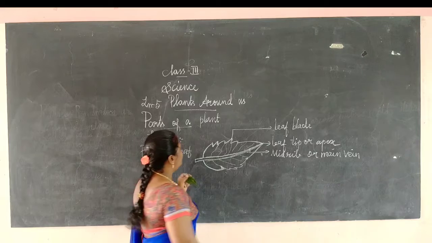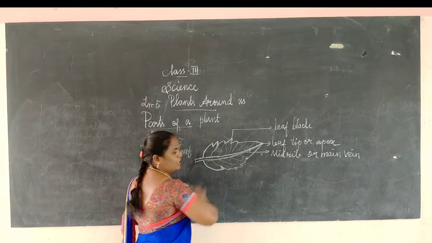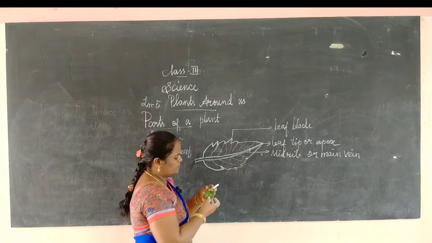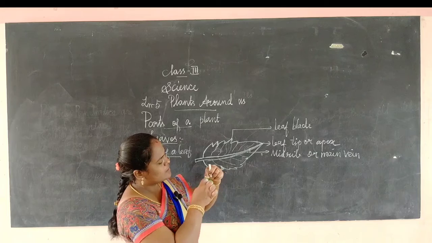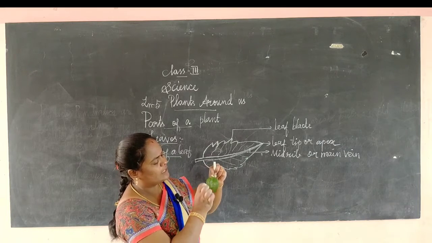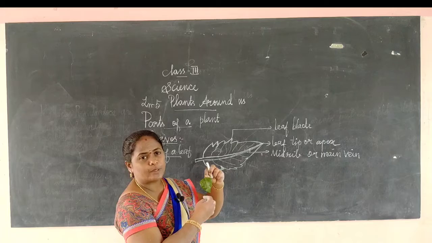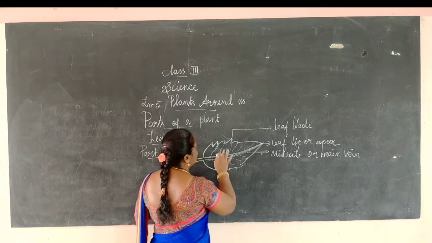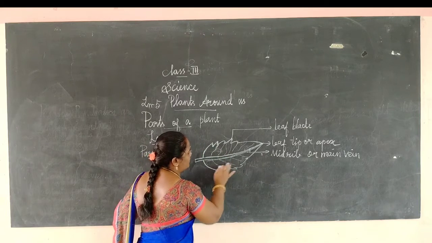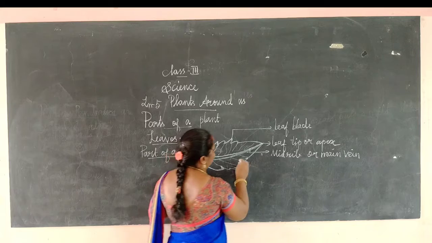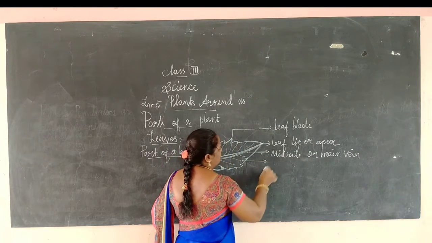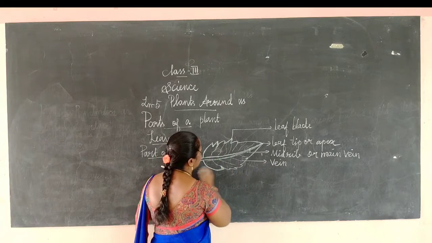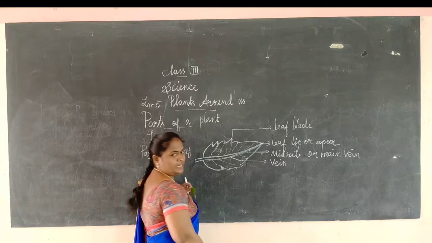And then the other small tubes are running along the leaf blade. These are the small tubes. Can you see this leaf, ma'am? So the other small tubes running along the leaf blade are called the veins. Okay, this is the vein.